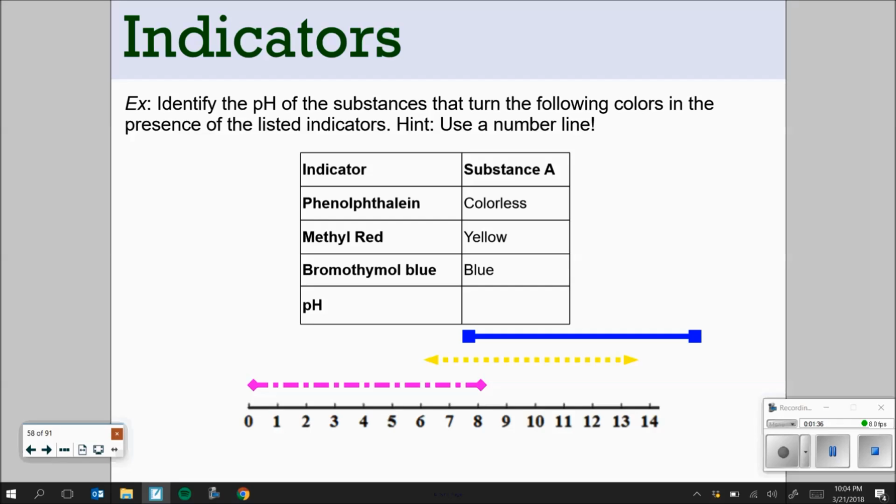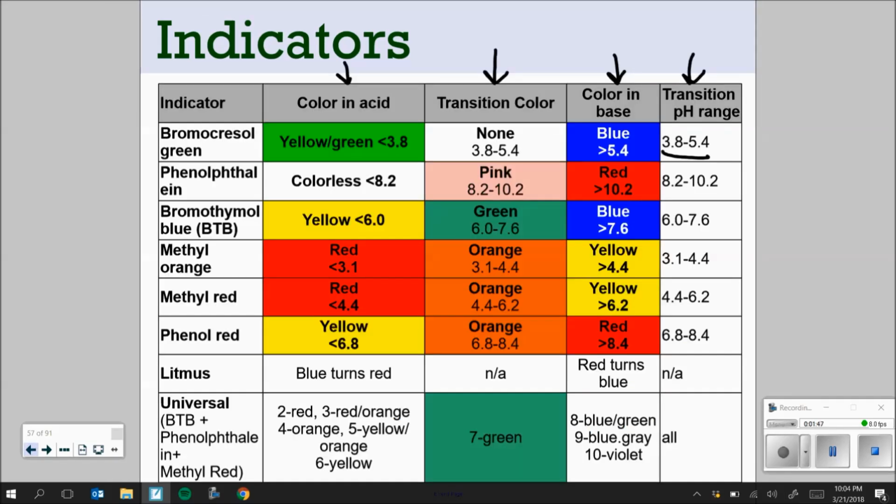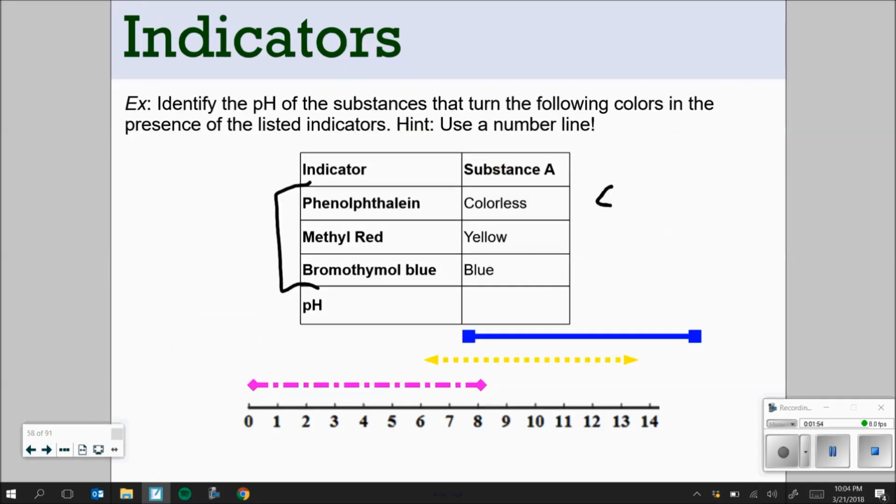For example, if I have substance A, I'm going to use all three of these indicators to try and figure out its pH. I put phenolphthalein in it, and it's colorless. Going back to my chart, phenolphthalein colorless is less than 8.2. So I know my pH has to be less than 8.2. What I've done down here is put this pink on a number line, which is the best way to do these problems. I've got from 0 until 8.2. So that means my pH must be in that range.